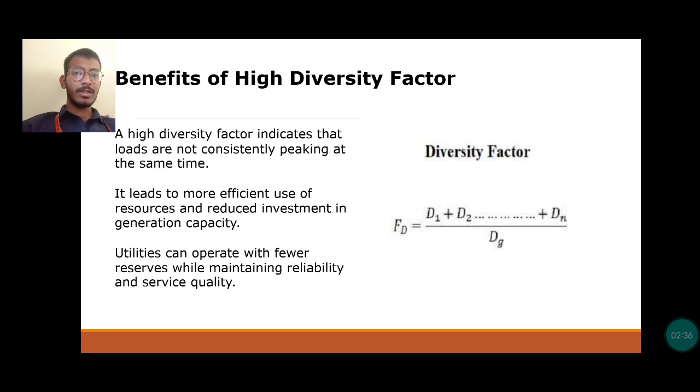Benefits of high diversity factor. A high diversity factor indicates that the loads are not peaking at the same time. It leads to more efficient use of resources and reduced investment in generation capacity. Utilities can operate with fewer reserves while maintaining reliability and service quality. Diversity factor FD equals D1 plus D2 and so on up to Dn, divided by Dg.